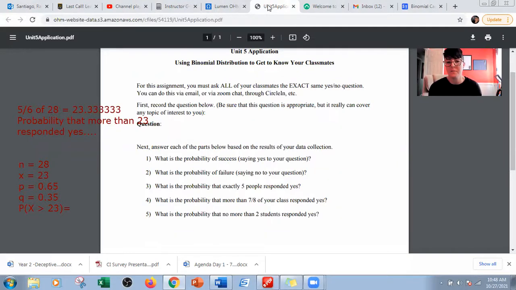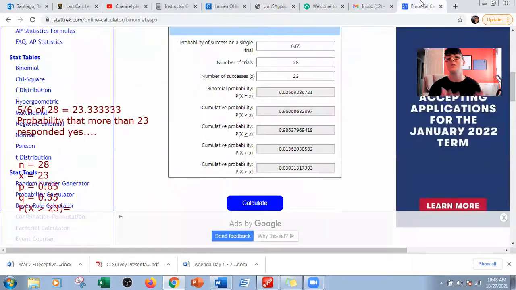What do you think? Number 4. Definitely. We are finding the probability that more than a certain number responded yes, so it has to be number 4, because essentially we're looking at the probability of 24, 25, 26, 27, and 28. Instead of calculating all 5 by hand, we could just use a binomial calculator. We just have to pick the correct one.